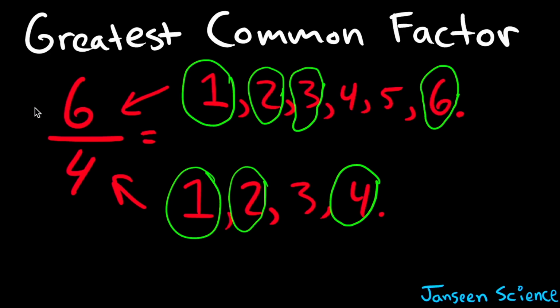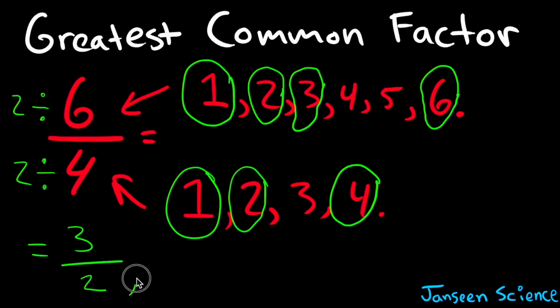So you go ahead and divide both sides by 2. So 6 divided by 2 is 3. And 4 divided by 2 is 2. And there you go. That is your answer, 3 over 2. We just simplified 6 over 4. And there you go.